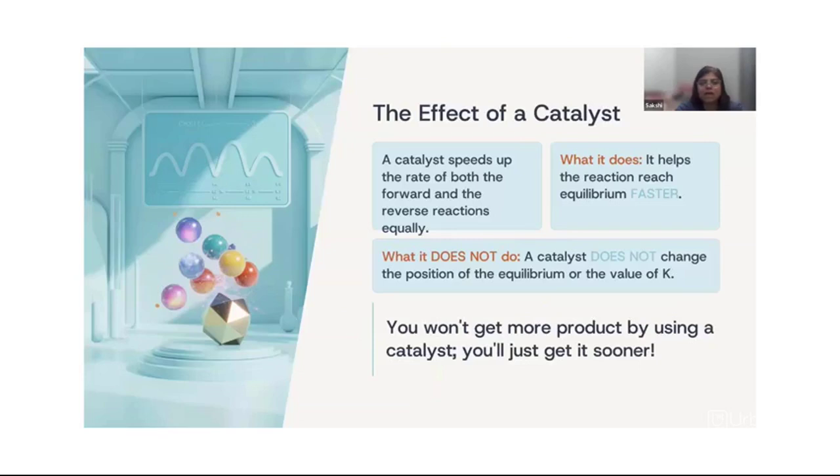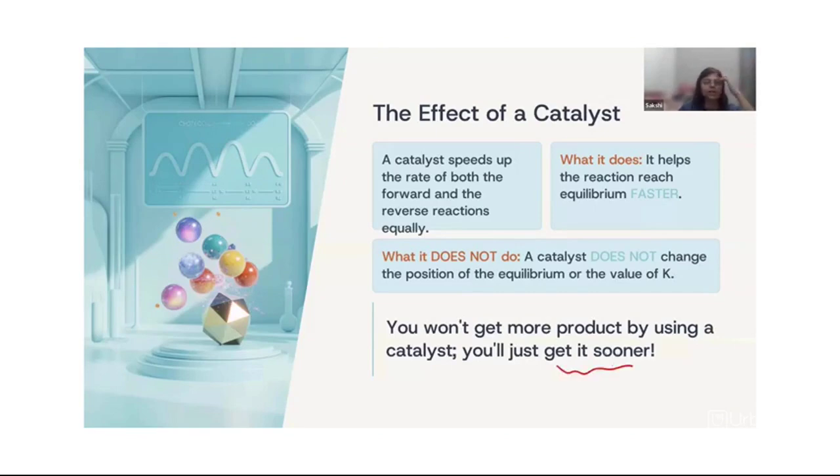Okay. Let us understand about catalyst very quickly. A catalyst is something that speeds up the rate of a reaction, both forward and backward, but it does not take part in the reaction. Like it will not form the products or it will not form the reactants, right? And it will not change the position of equilibrium, right? It cannot change the Kc value, but equilibrium will be attained faster because it increases the rate of the reaction, right? So you won't get more product by using a catalyst. You will just get it very fast.